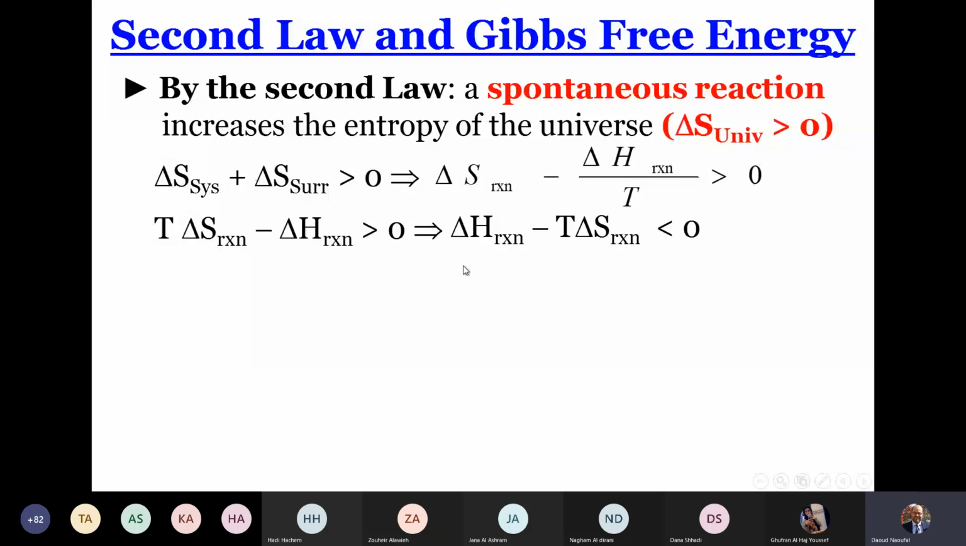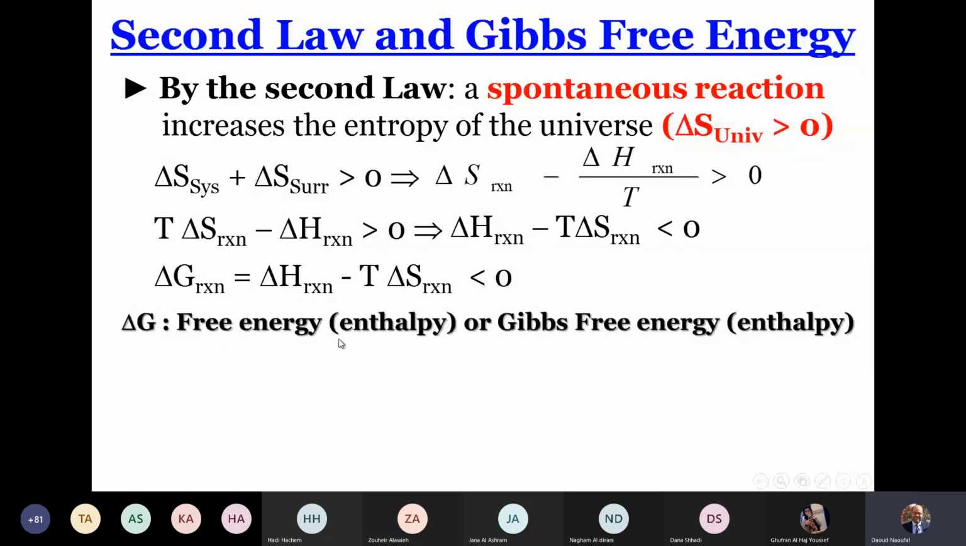So this combination, delta H reaction minus T delta S reaction, is called the delta G of the reaction, known as Gibbs free energy or Gibbs free enthalpy. Now, instead of using delta S of the universe to predict the spontaneity, we can use delta G of the system. And delta G of the system is a combination of delta H system, delta S system, and temperature of the transformation.